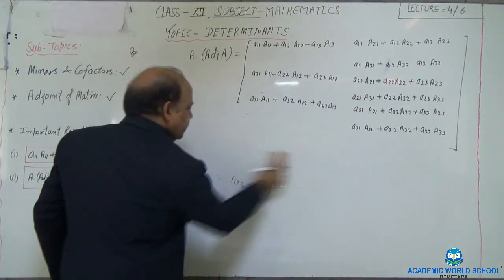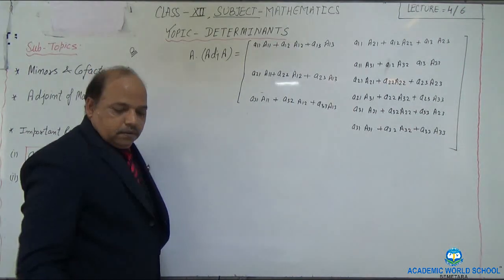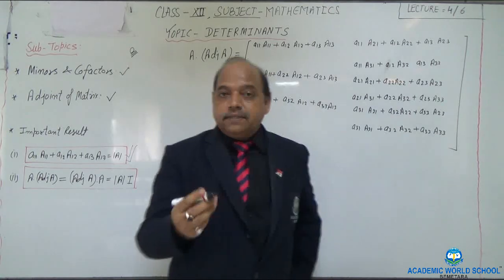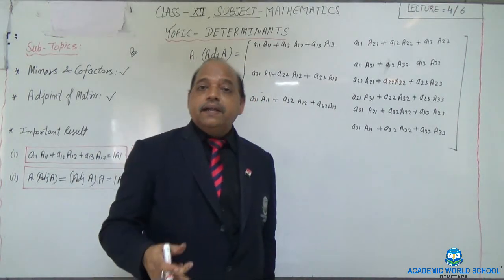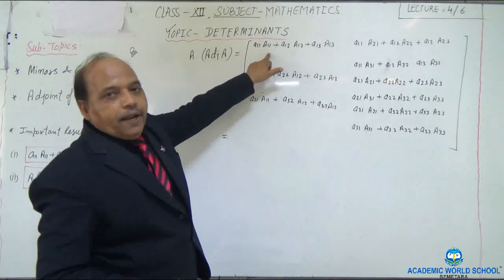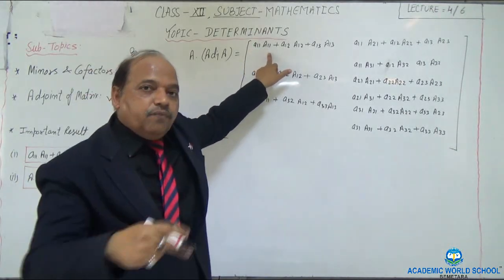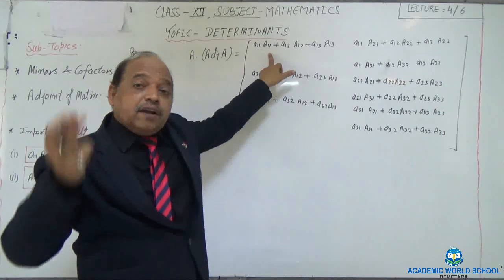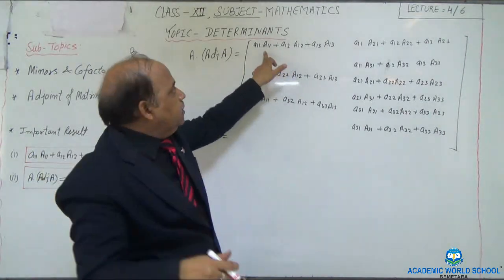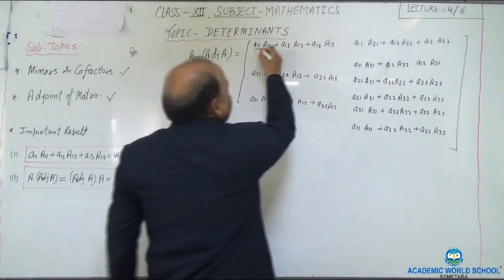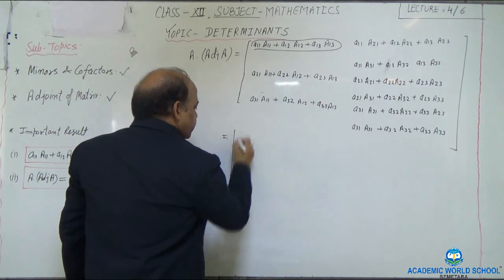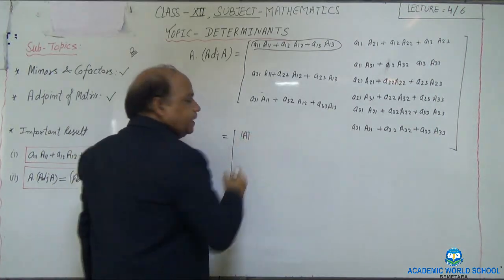You will see that what we have done, actually, is derive the result. We are not verifying, we are deriving the result. Look at this. When elements in any row or column are multiplied by the corresponding cofactors, it gives you the value of the determinant. So can I say that this is nothing but determinant A.